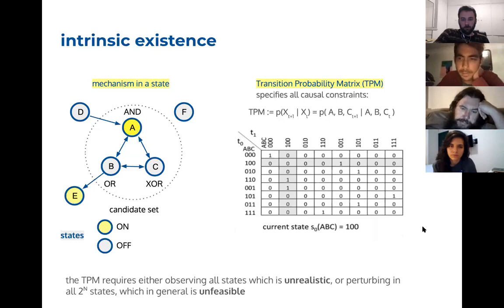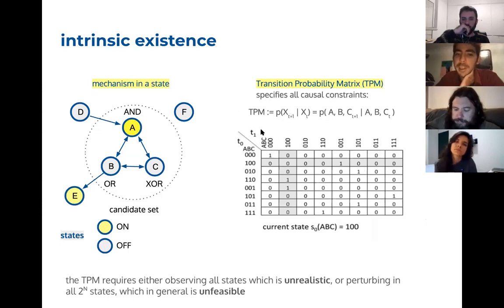So here, 1 means it can transition with probability of 1 to the other state, right? Yeah. So this is a deterministic system. It's logic gates. But you could also have a probabilistic transition probability matrix. The important thing is that, given a certain state it is in, it determines the future states, right? And that's everything you need to calculate everything in integrated information theory. But it's really expensive to obtain this.